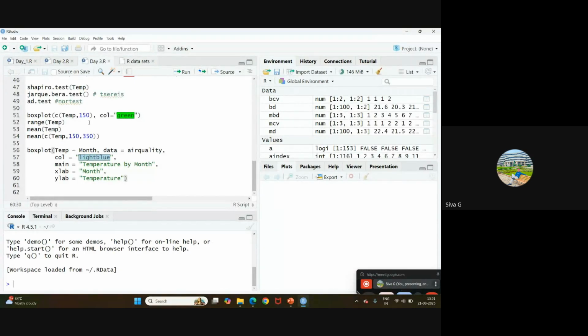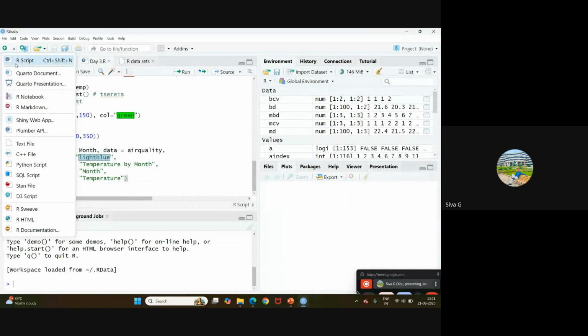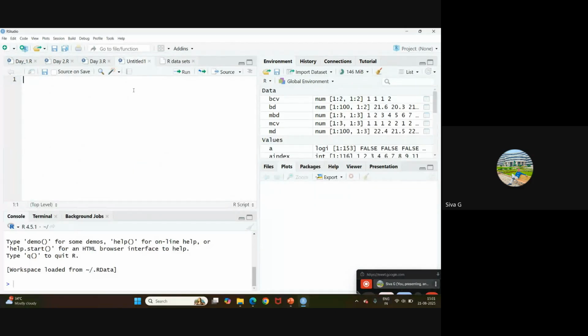Okay, so I'm taking a new R script, this one. This is the new R script I have taken here. Now let's go with two-dimensional diagrams. Two dimensions.